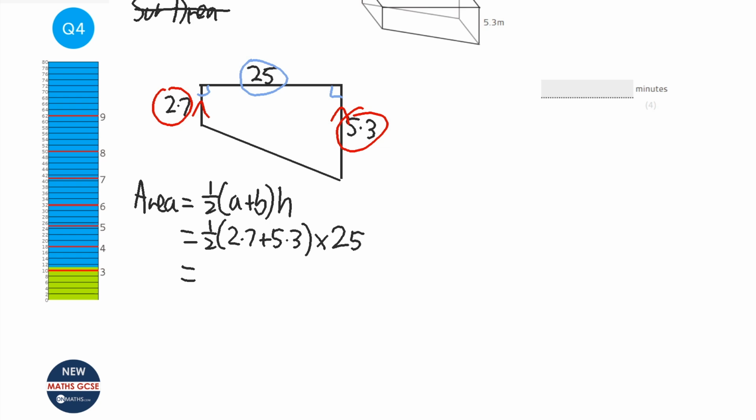So the first bit comes out as 4, because halfway between 2.7 and 5.3 is 4, and then times 25 is going to be 100. So the area is 100 meters squared.